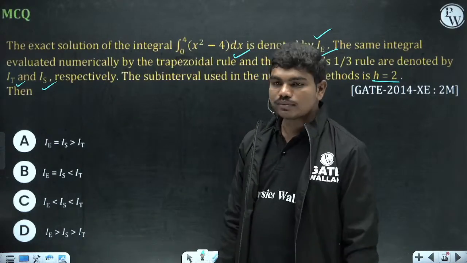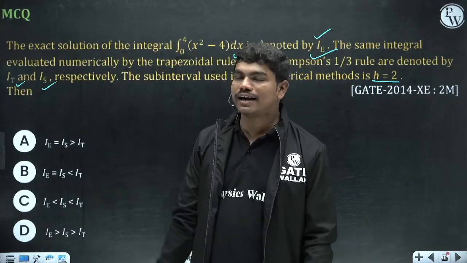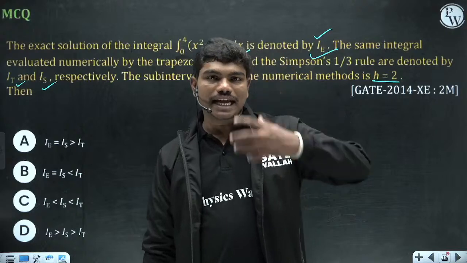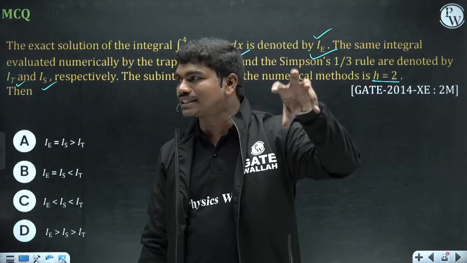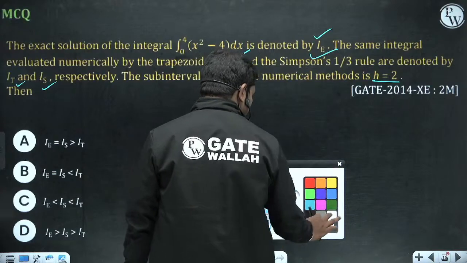Okay, so normally you can solve this question in two ways. First, you can calculate Simpson's and trapezoidal rule values, but if you understand the geometrical meaning of the trapezoidal rule and Simpson's one-third rule, you can answer this question very easily. Look, I'll explain to you.